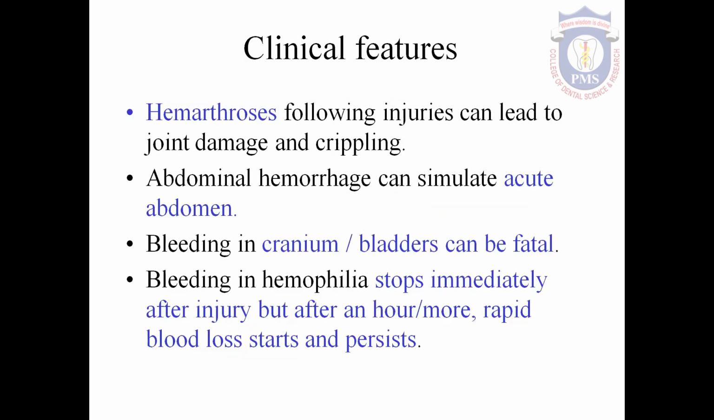Moving on to the clinical features, the most common clinical feature we can see is hemarthrosis. We have already said that there can be bleeding into the joints and muscles. So when blood accumulates in the joint, it can produce damage and a crippling condition. And if bleeding occurs in the abdominal cavity, then the patient can experience severe acute abdominal pain. Then bleeding can occur in the cranium and bladder, since these are organs which have many functions, and these are the organs or tissues which control our body. When bleeding occurs in the cranium and bladder, it can be fatal.